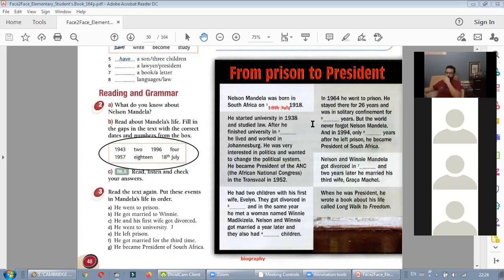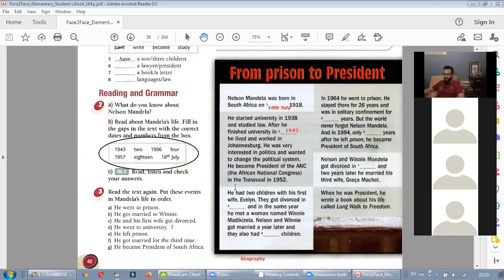Okay. What about number 2? What do you think? It's 43, because when did he start? 1938. 1957? No. 1943. Well, university is 5 years, from 1938 to 1943. Maybe you're right. Because he started in 1938, so if it's 5 years, maybe he will finish in 43, right? Maybe, yeah. All right.